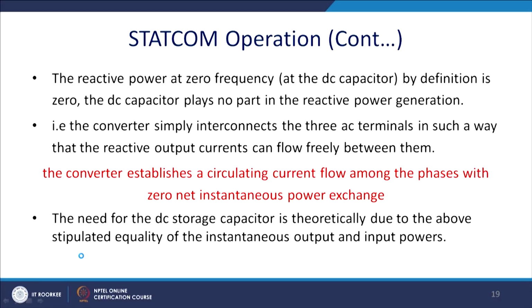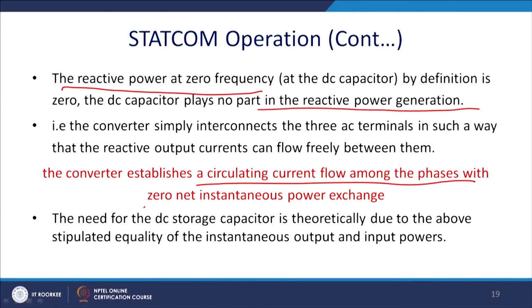Moreover, the reactive power at 0 frequency at the capacitor, by definition, is 0. The DC capacitor plays no part in feeding the reactive power generation. Please note that. So, the DC capacitor has nothing to do with the reactive power generation. That means the converter simply interconnects the AC terminals in such a way that it produces the reactive power. In such a way, the voltage and current have to be made at a 90-degree phase shift in the individual phases, and thus it produces the reactive power. This is the beauty of it.